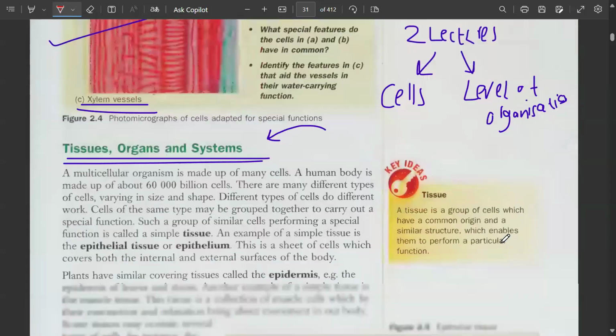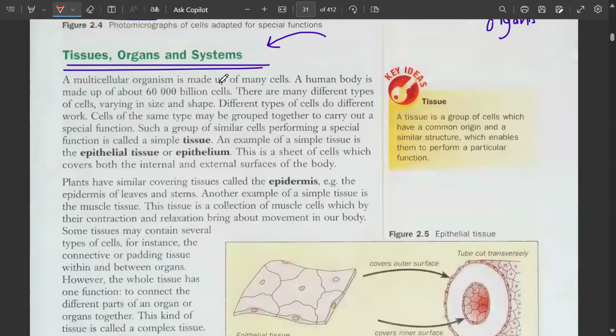This is the level of organization. A multicellular organism is made up of many cells. A human body is made up of 60,000 billion cells, and there are many different types of cells varying in size and shape. Different types of cell do different work, and cells of the same type may be grouped together to carry out a special function. Such a group of cells performing a special function is called a simple tissue, and an example of a simple tissue is the epithelial tissue or the epithelium.